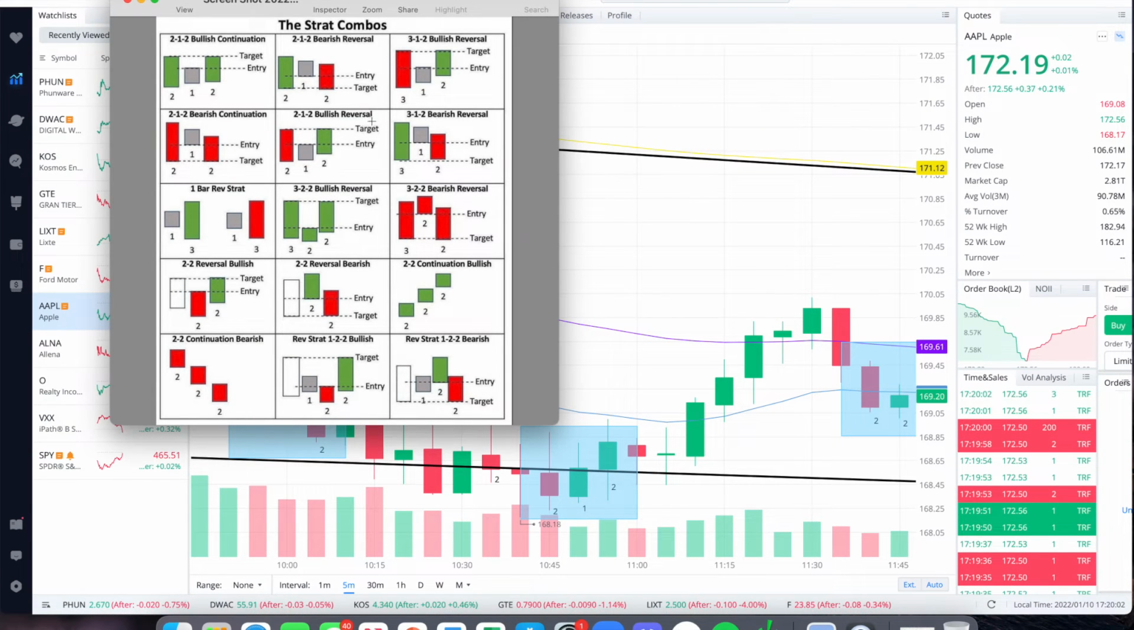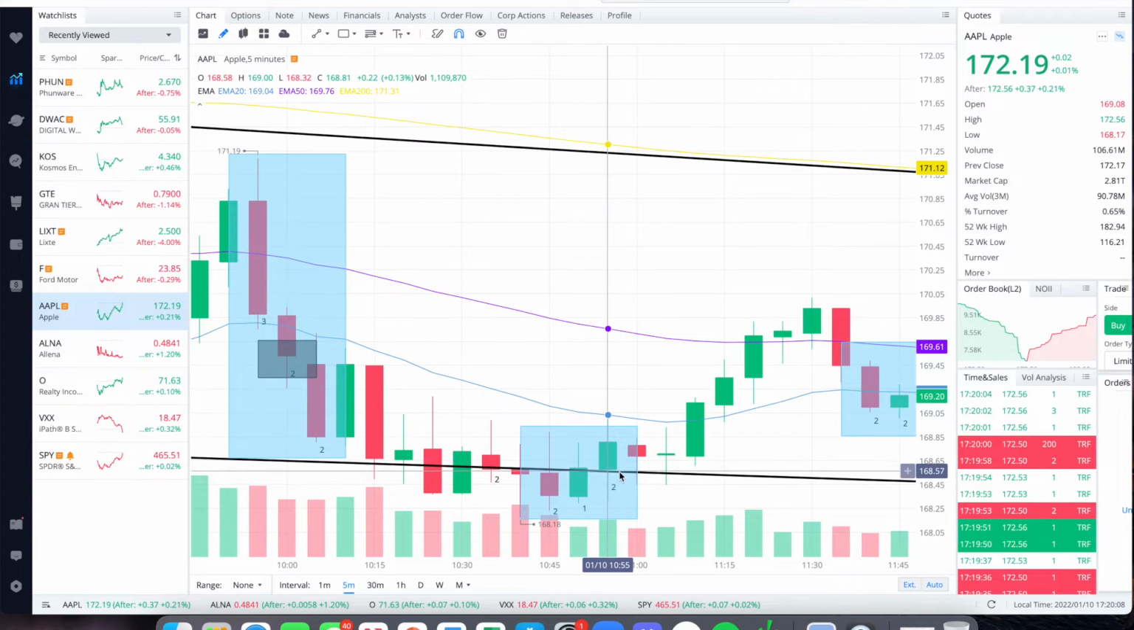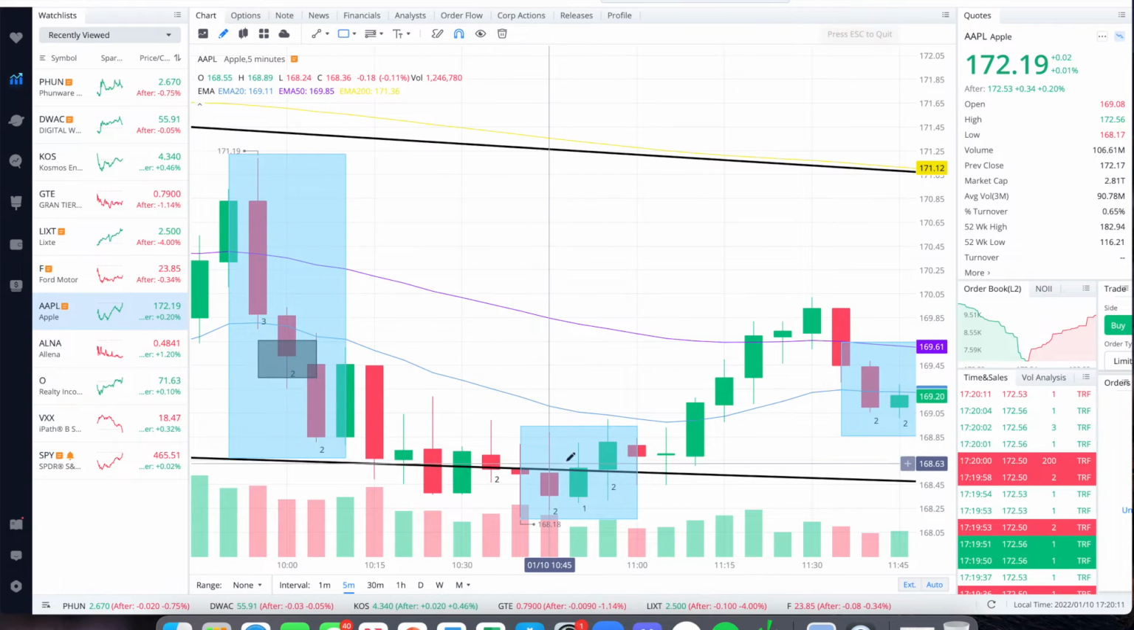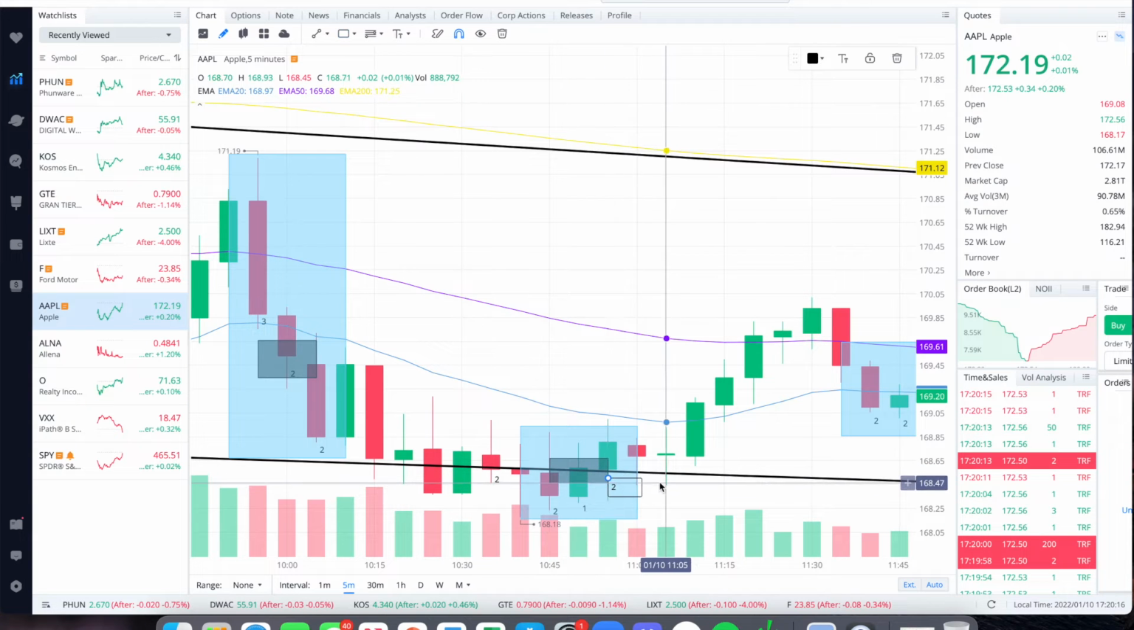2, 1, 2 bullish reversal. Literally textbook. Look at that. Bam. So that was a key. I got out around. Let me show you guys where I got out. I got out around here for my option, my put.